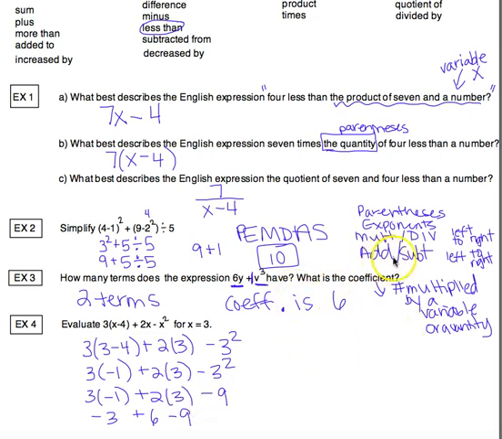Now again, addition and subtraction, the last step, this gets performed from left to right. So I actually say, okay, -3 plus 6, I get that answer, and then I subtract the 9. So -3 plus 6 is +3. +3 minus 9 is -6, which would be my final answer.